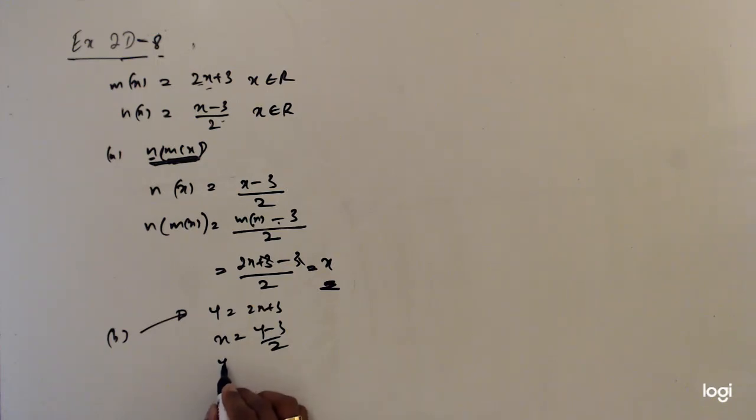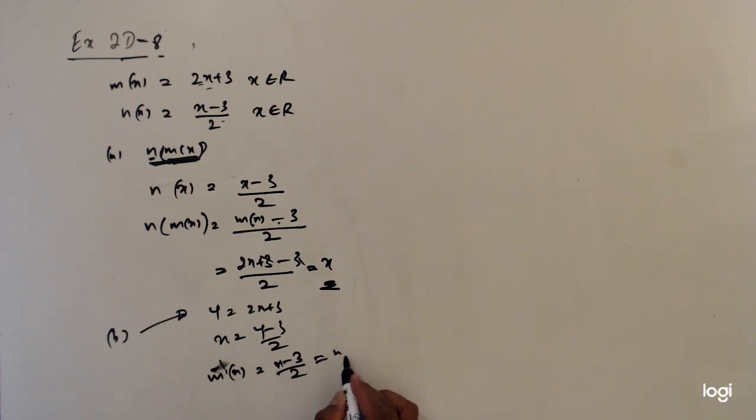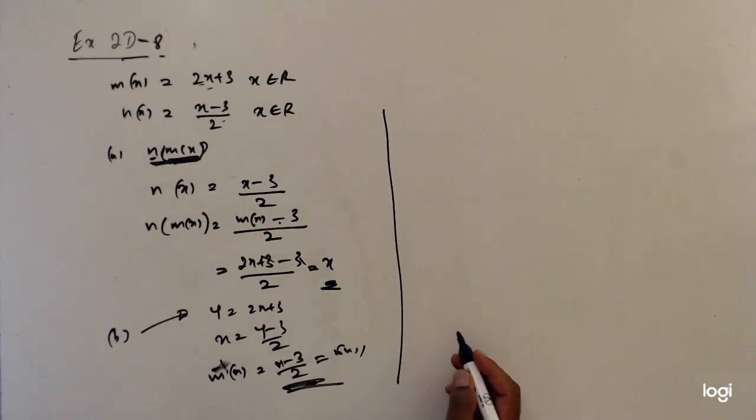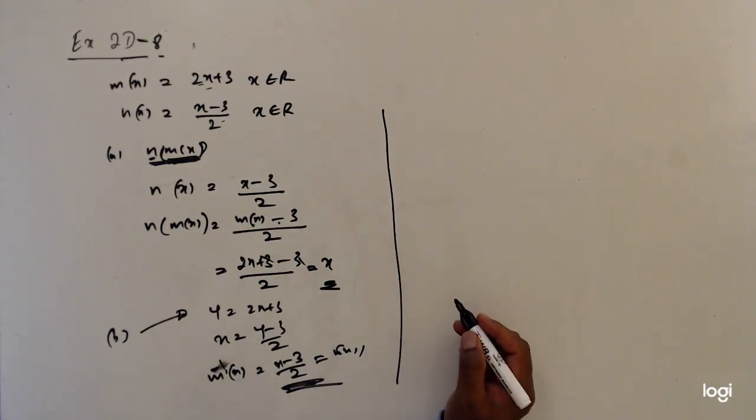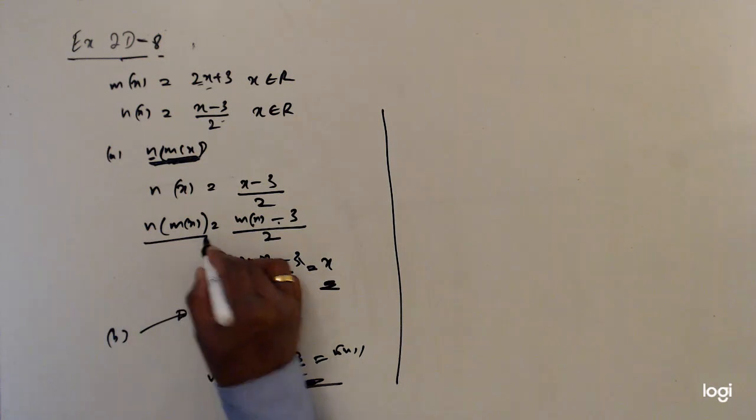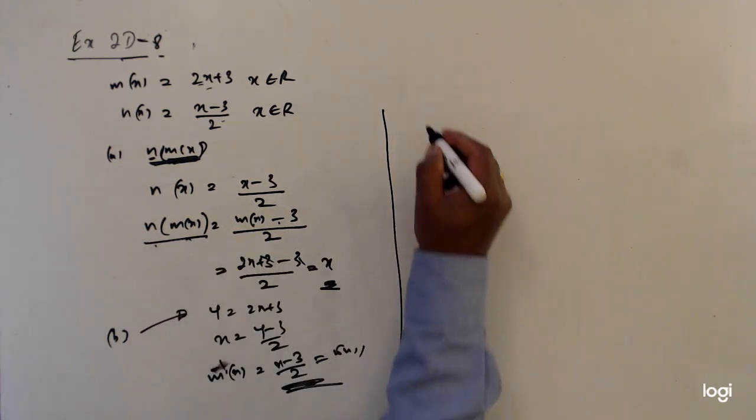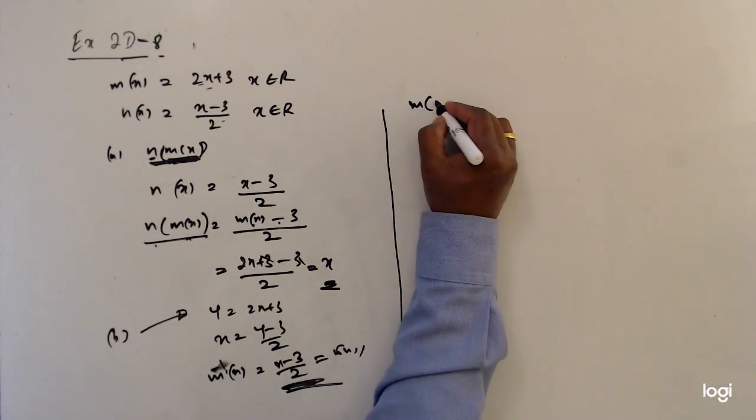So in that case, M inverse of x equals (x minus 3) over 2, which is N of x. That is one answer. Or you can do it the other way around. This is the best way of doing it, because NM(x) will check M(N(x)).